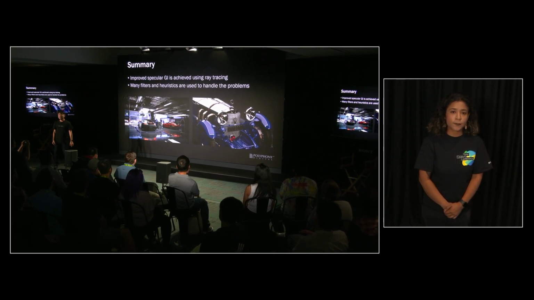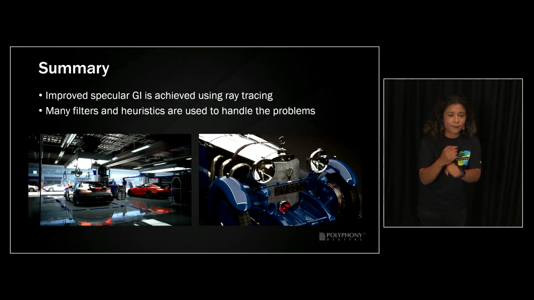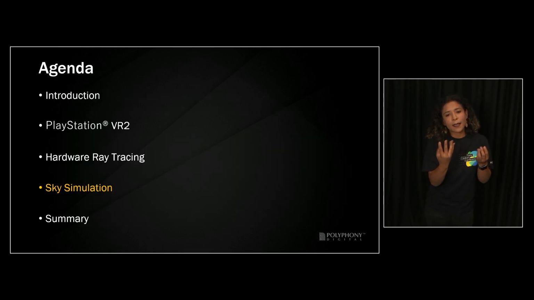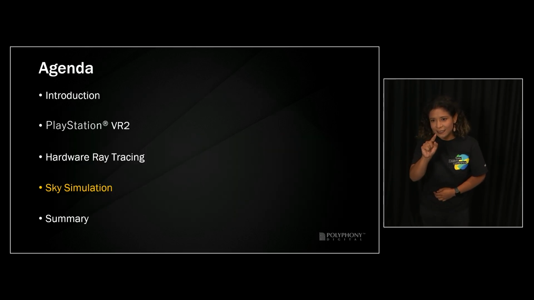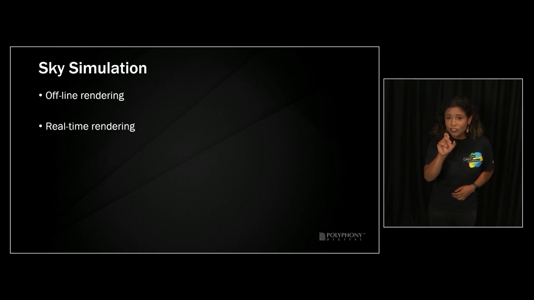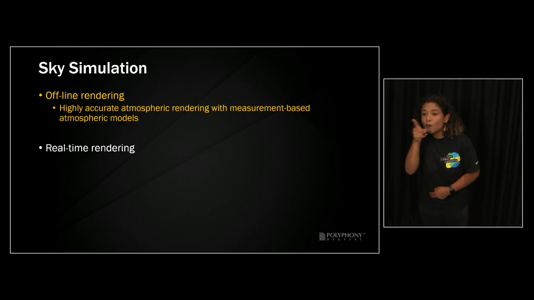Here is the summary of our ray tracing support. Improved specular GI is achieved using ray tracing, and many filters and heuristics are used to handle the problem. Next, I will discuss sky simulation. There are two parts about sky simulation: high-quality offline sky rendering and its use in real time.